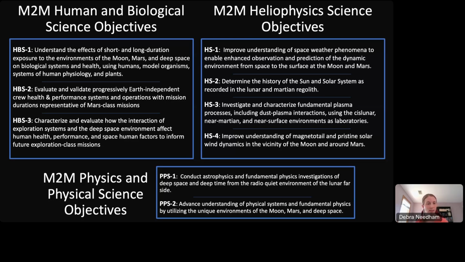So conducting astrophysics and fundamental physics on deep space and deep time in the unique radio quiet environment on the far side of the moon, and then advancing understanding of physical systems and fundamental physics in the unique environments of the moon, Mars, and deep space. So all of these, again, together form the basis on which we go to explore.